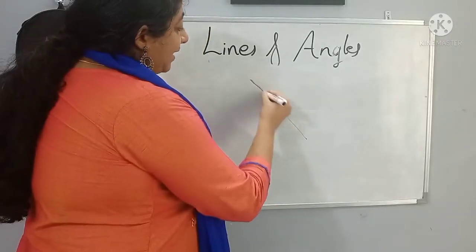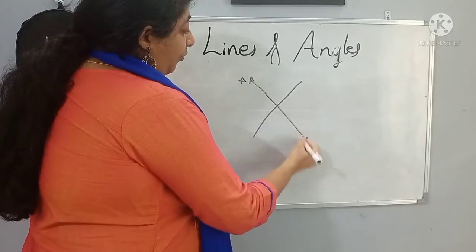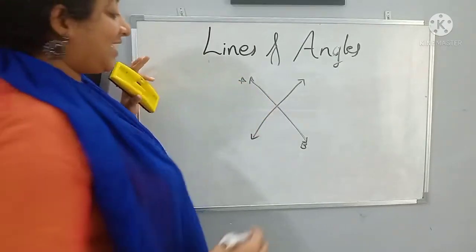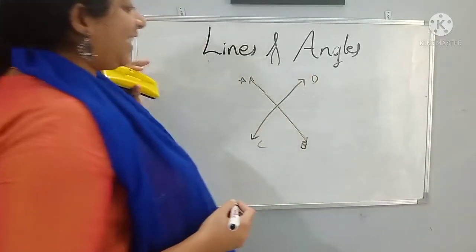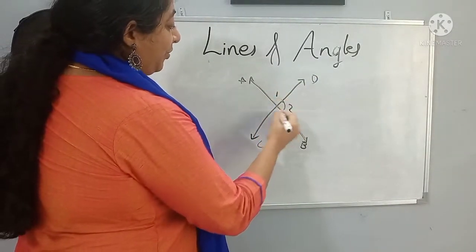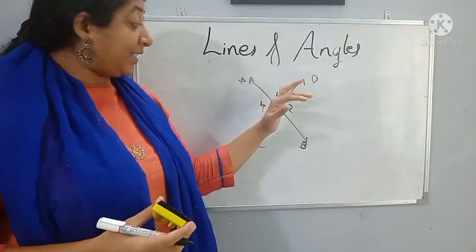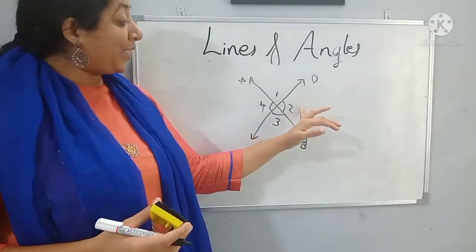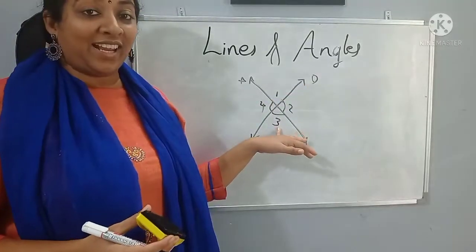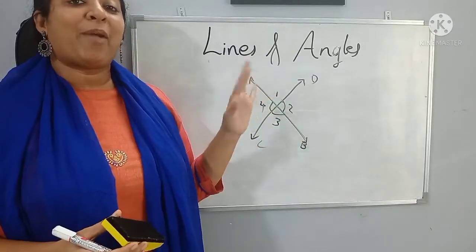Next one, two lines are cutting like this, line AB and CD. Don't forget to put the arrow marks because that represents a line, otherwise it becomes a line segment. Here how many angles are there? Angle 1, angle 2, angle 3 and angle 4. Four angles are here. Angle 1 is opposite to angle 3, angle 2 is opposite to angle 4. So angle 1 and angle 3 are vertically opposite angles, and angle 2 and angle 4 are the other pair of vertical angles.